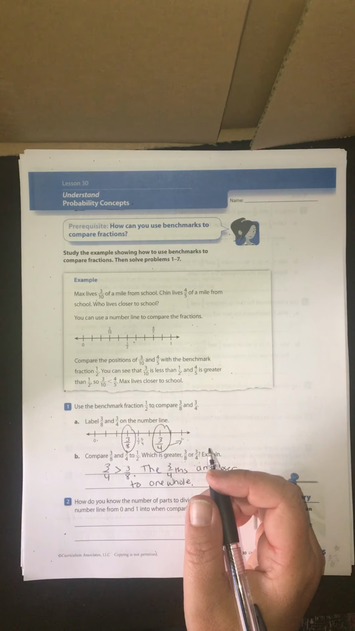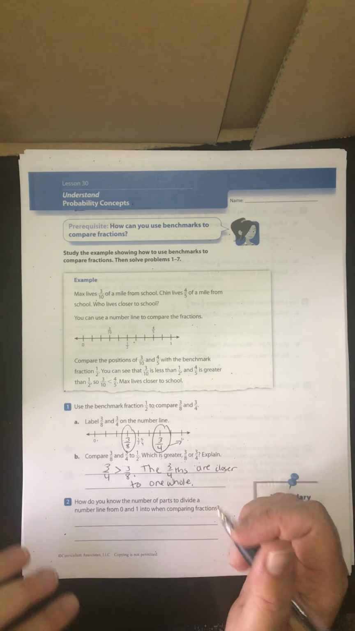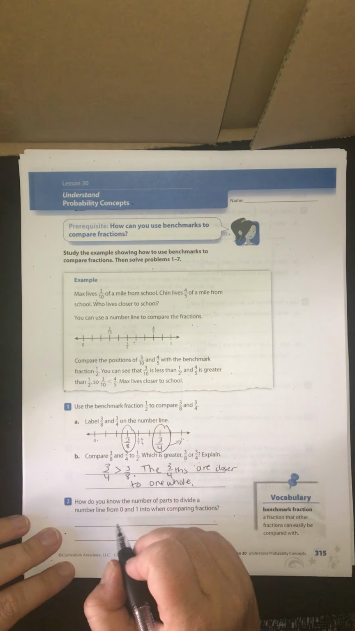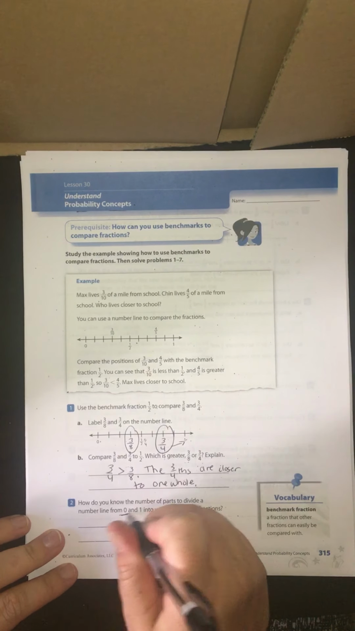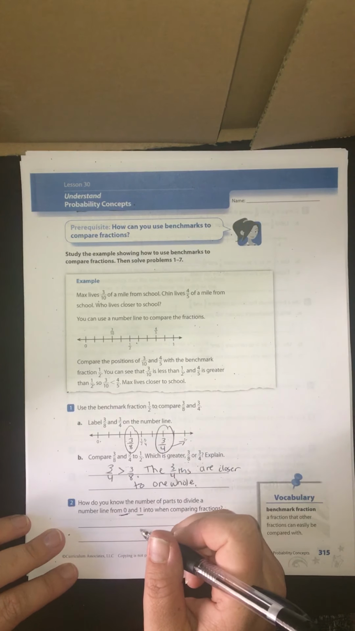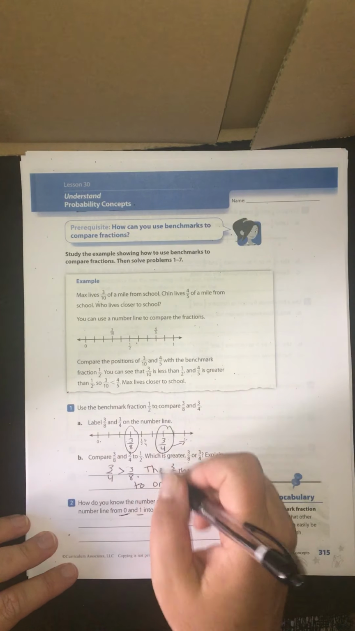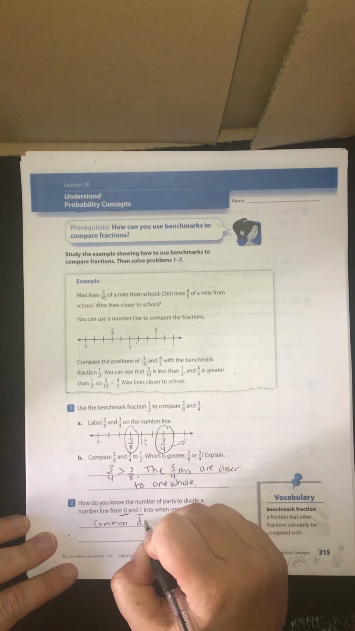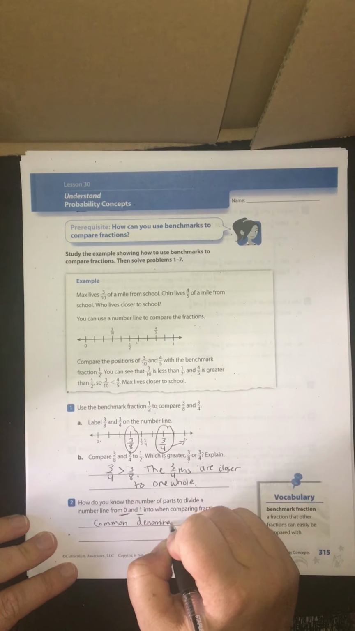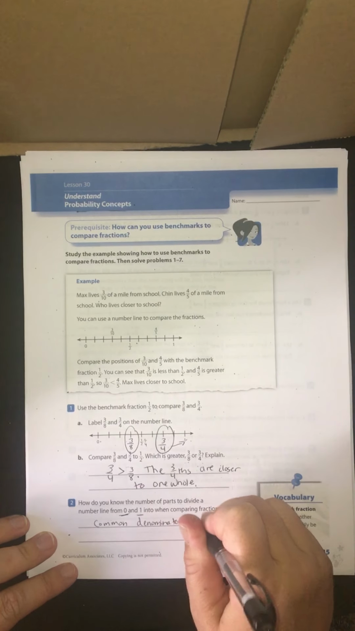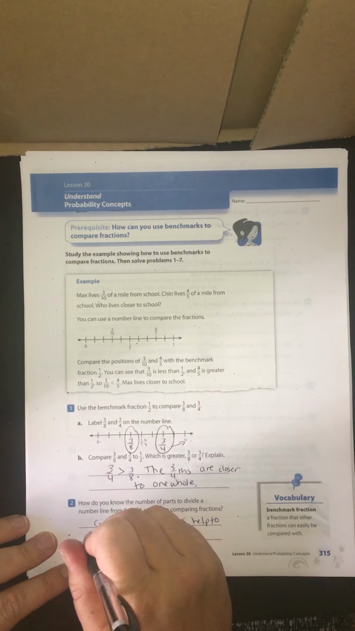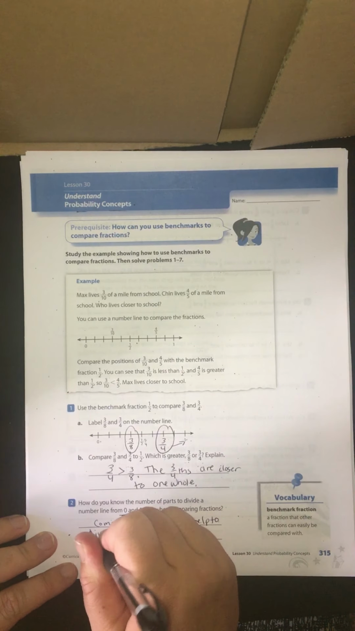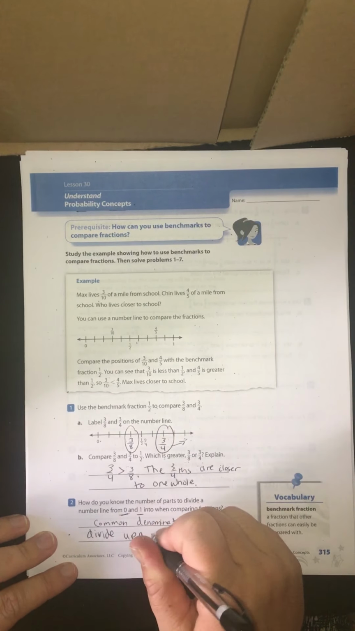Okay? How do you know the number of parts to divide a number line from 0 and 1 when comparing fractions? Okay. How do you know how to divide the number line? Basically, you would just want to make sure you have common denominators. Common denominators help to divide up a number line.